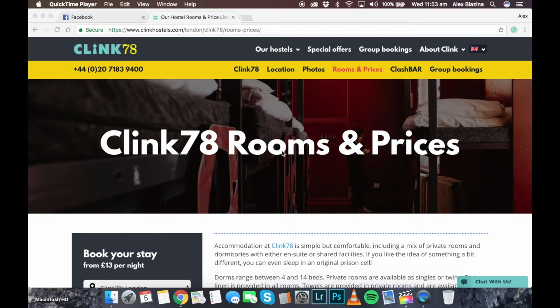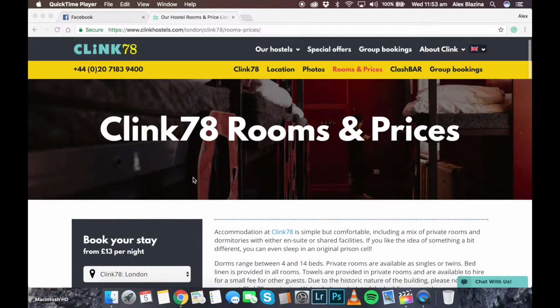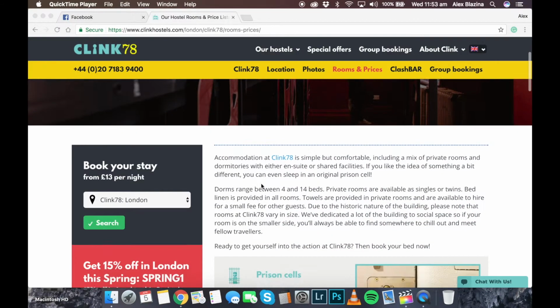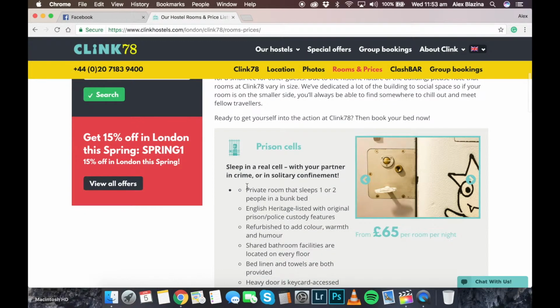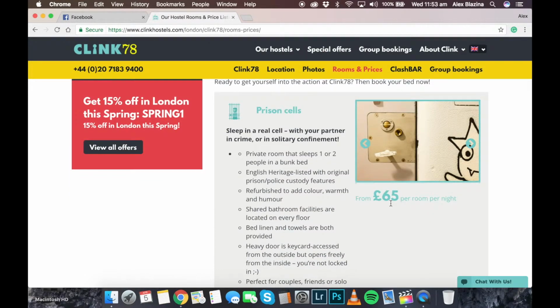Okay. So this is the website, this is the hostel, actually not hotel, that I found. It's called Clink 78. So basically they have rooms, and I found that they have a prison cell where you can stay. So sleep in a real cell with your partner in crime or in solitary confinement. And it's only £65 per room per night, which is really cheap for us, since we have basically $0 budget.